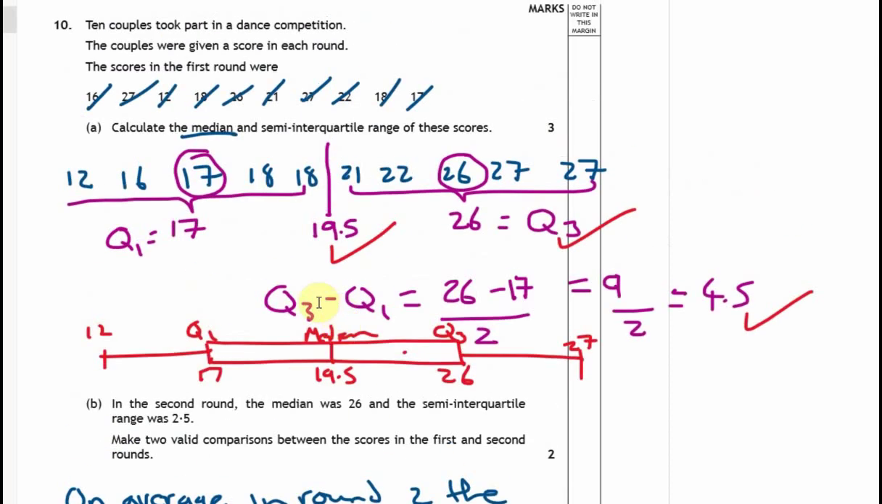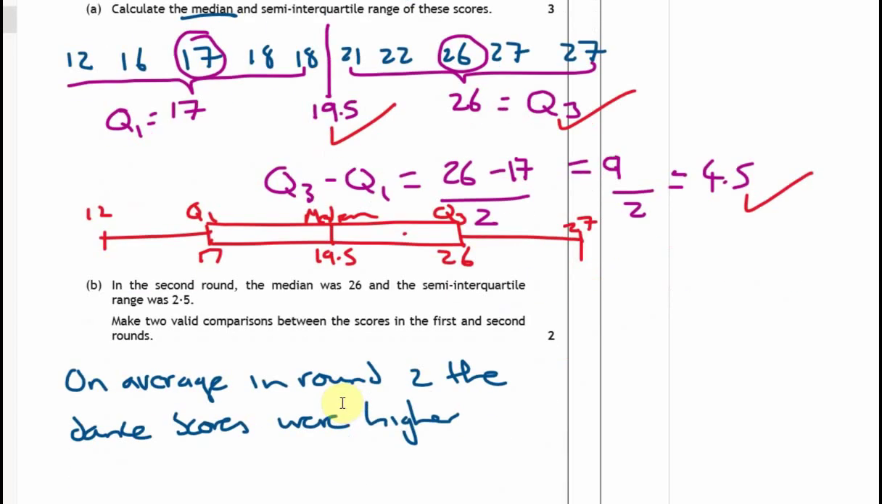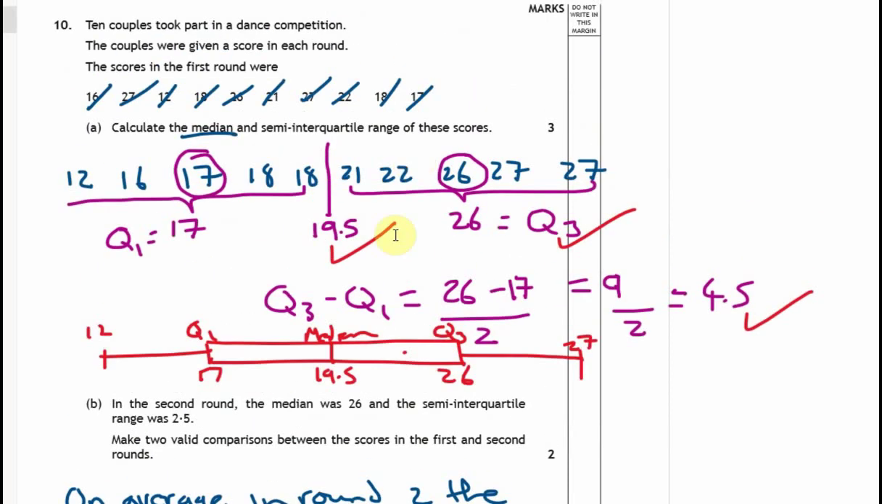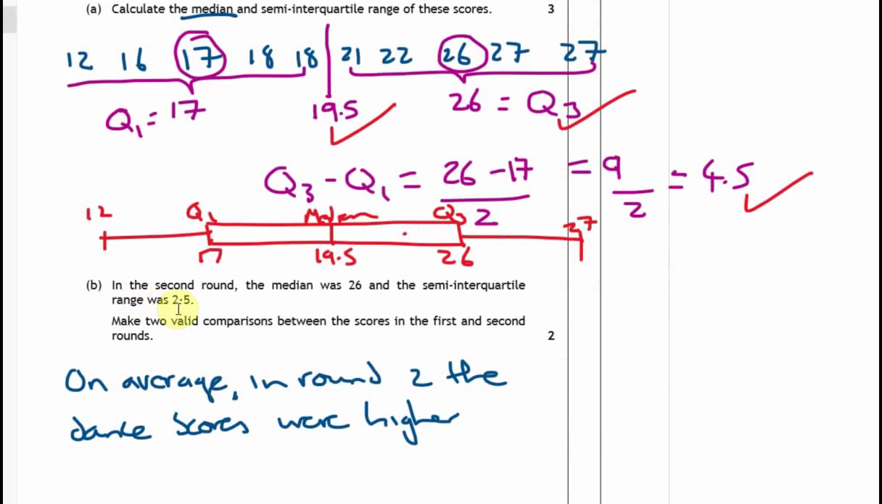It's trying to get you to think about what the question means. Before, the average score was 19.5, and now the average score is 26. So they're dancing better, or they've been given better scores. So on average, which is the important thing to start your answer with, and then put it into the question as much as possible: in round 2, the dance scores were higher. I could have said in round 1 the dancing scores were lower, but make it as much about the question as possible. The interquartile range was 4.5, and then it was 2.5.